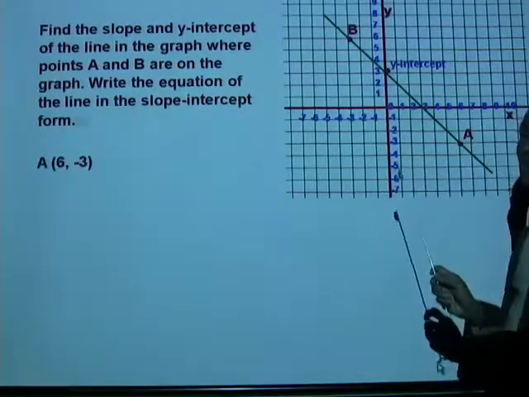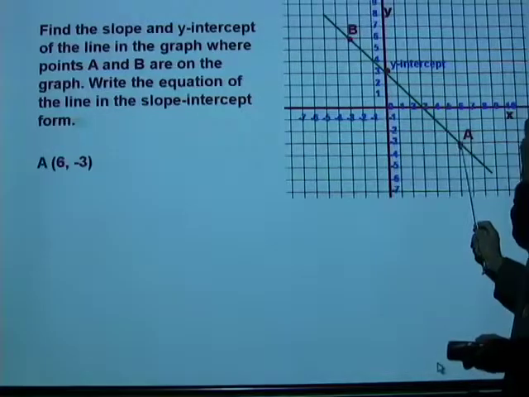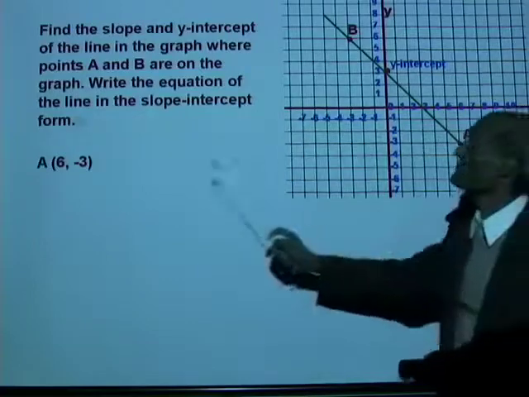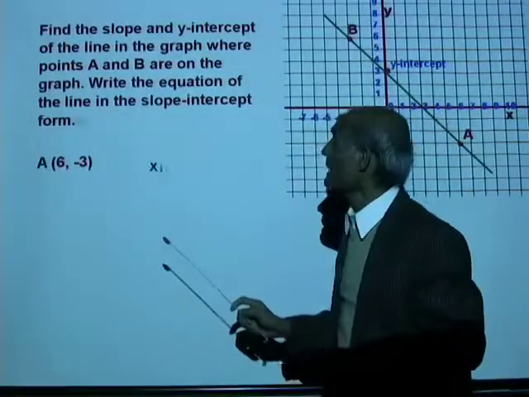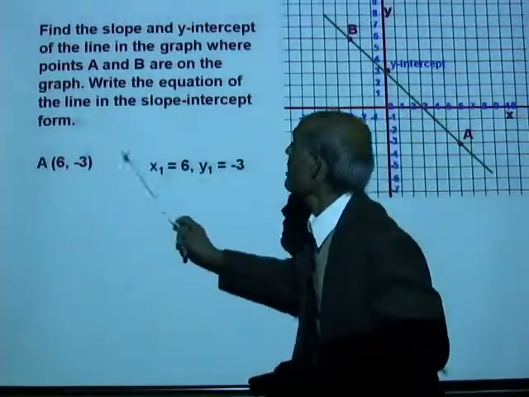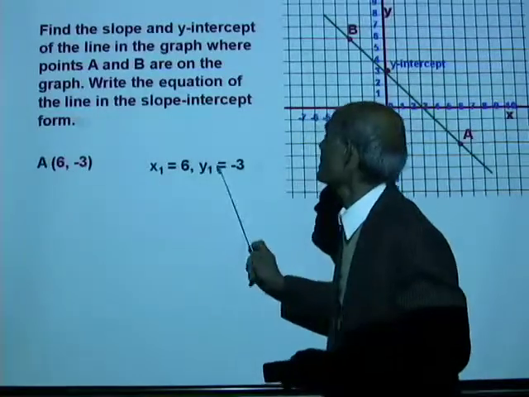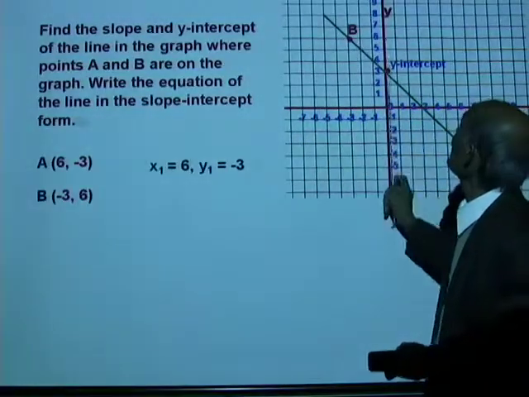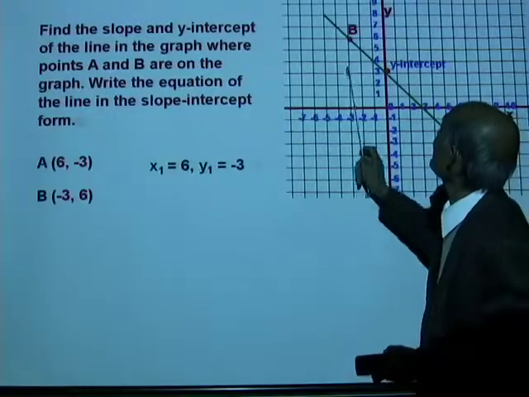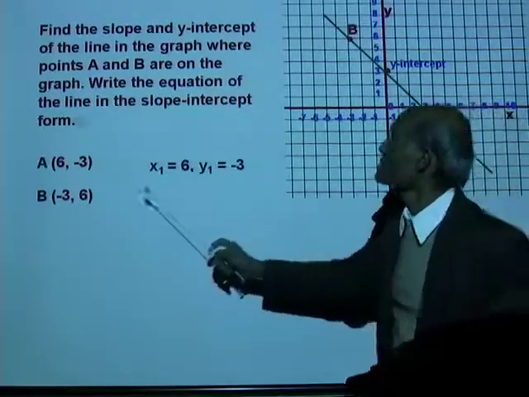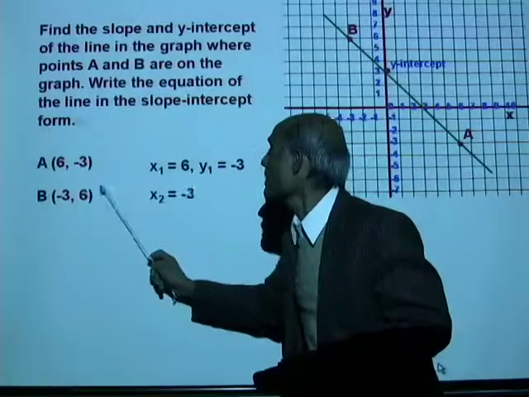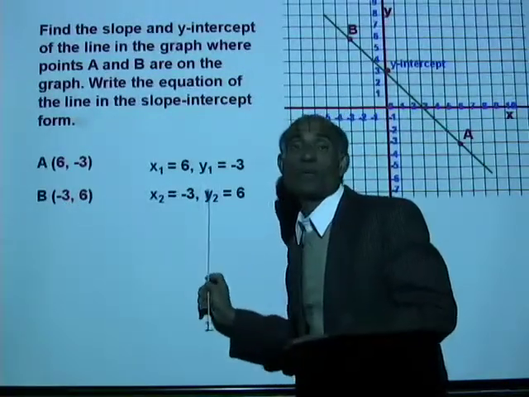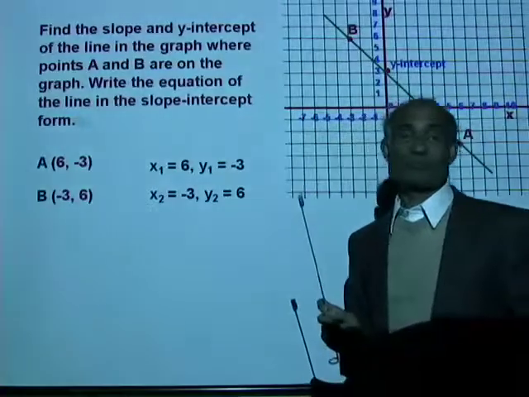And what are the coordinates of point A? Point A corresponds to x equal to 6, y equal to negative 3. That's your point A. And that means x1 equal to 6, y1 equal to negative 3. How about point B? Point B is x negative 3, y corresponds to 6. That means x2 equal to negative 3, y2 equal to 6.